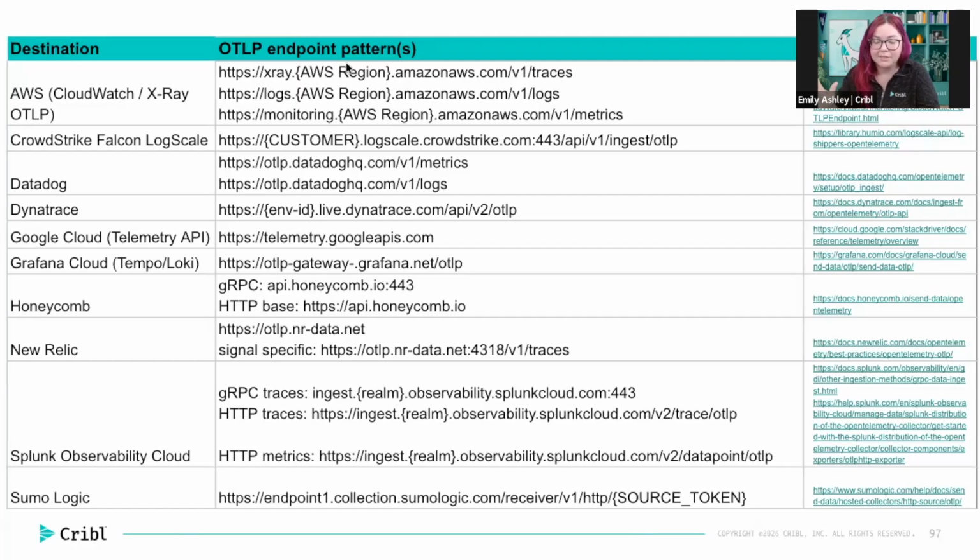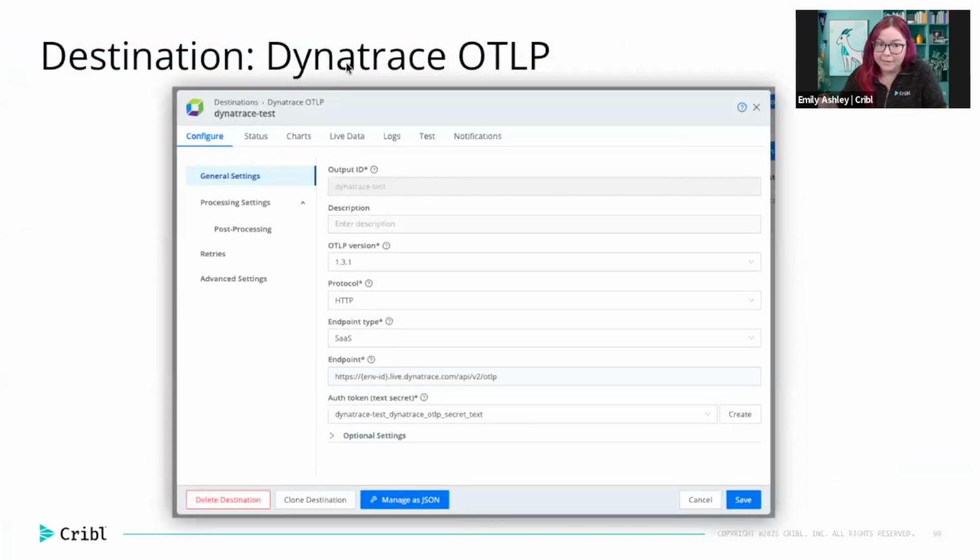Here's a non-comprehensive list of some of the endpoints you might be looking at. You can see there are different ways they structure their endpoints, right? There's one beginning like X-ray, then your region, and then ending with traces. Some of them are just a gRPC endpoint, like api.honeycomb.io port 443, right? So here is just a non-exhaustive list of some of the ways these endpoints might look.